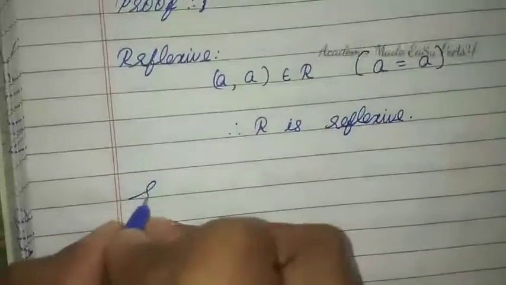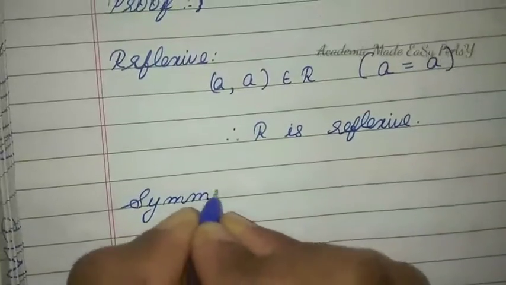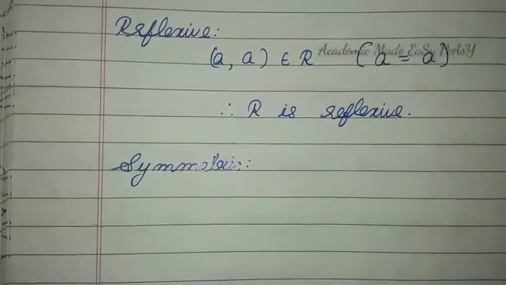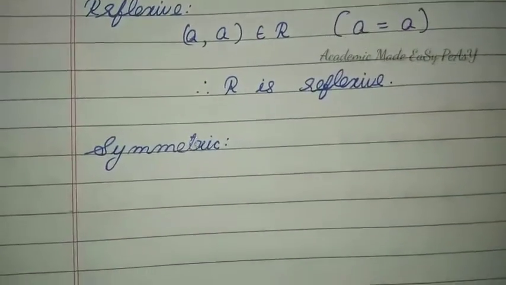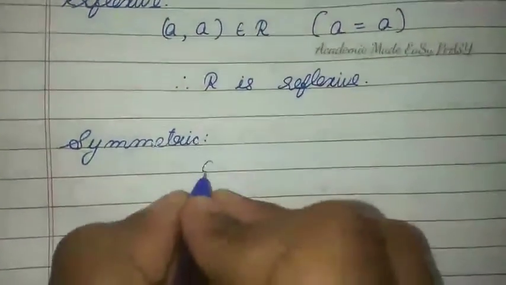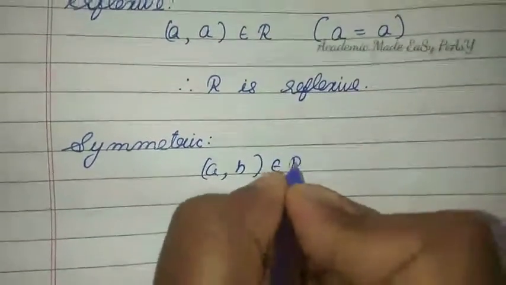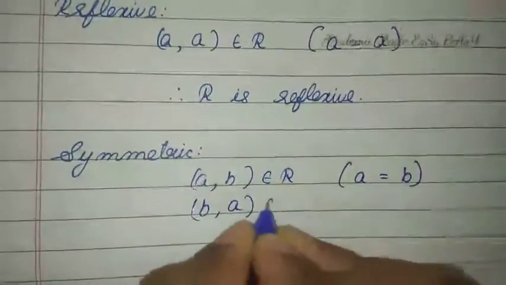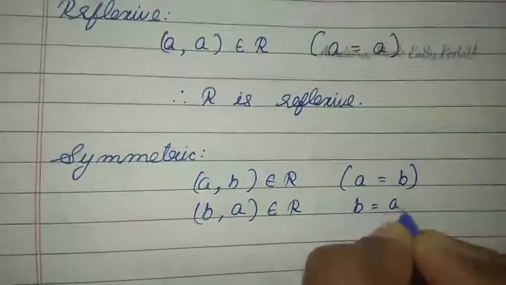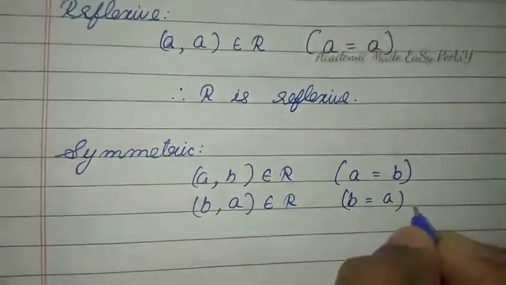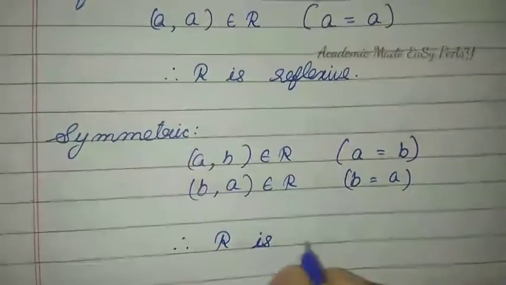Okay, now we'll move on to symmetric. So now the condition is A is equal to B. The condition itself is given. So it means that A comma B belongs to R because A is equal to B. Now if we take B comma A also, it is the same, that B is equal to A. This can be written A equal to B and also B equal to A. So therefore R is symmetric.